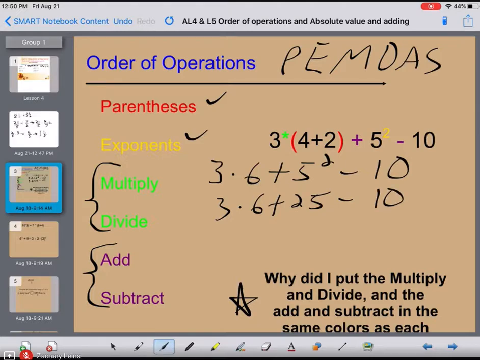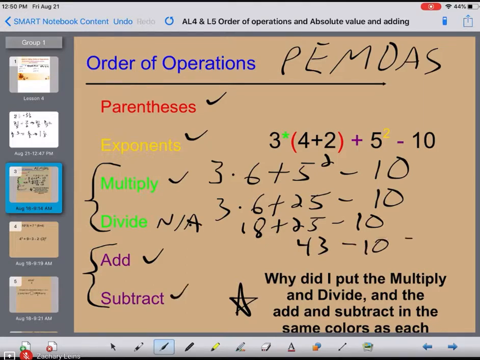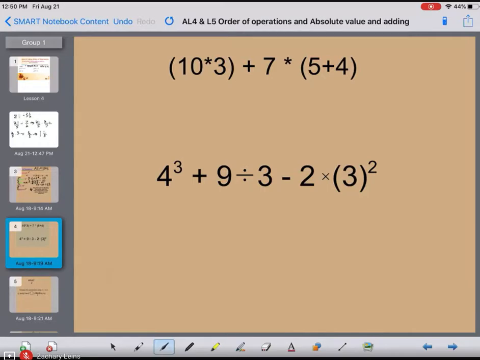Beautiful, exponents are done. Multiply and divide from left to the right. We only got one multiplication, let's go ahead and do that. So we got 18 plus 25, all minus 10. Great, we don't have any divides, so I'm just gonna say not applicable. And then, yeah, so let's add. So we got 18 plus 25, that's going to give us 43, and then we're going to subtract the 10, minus 10 gives us 33. So yeah, that key point, multiply and divide from left to right, and then add and subtract from left to right.